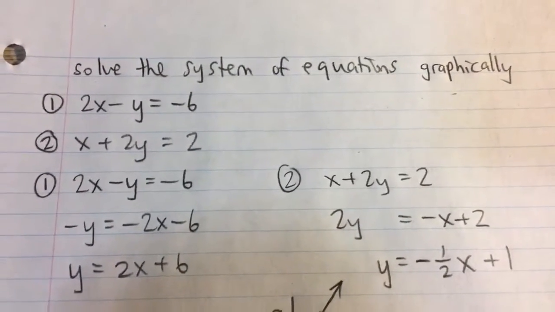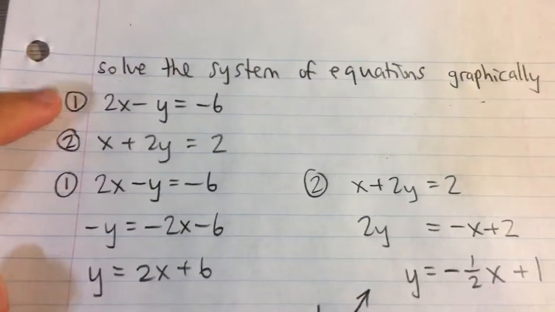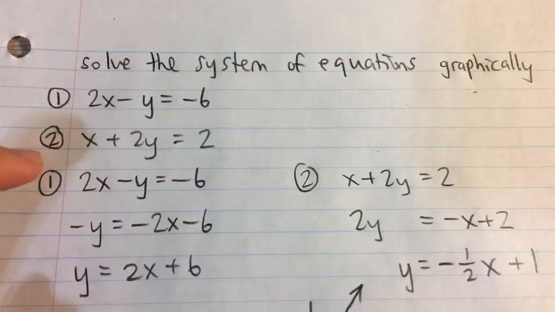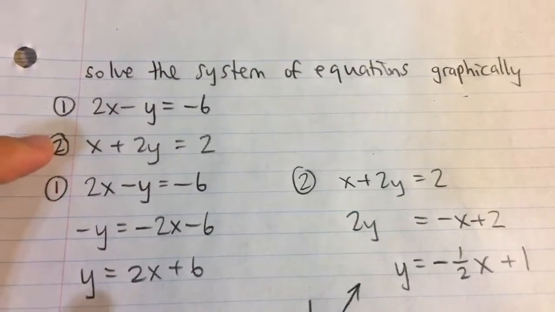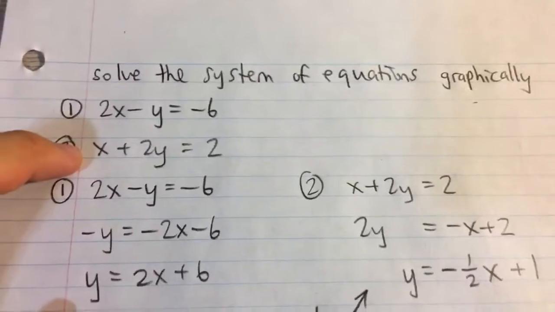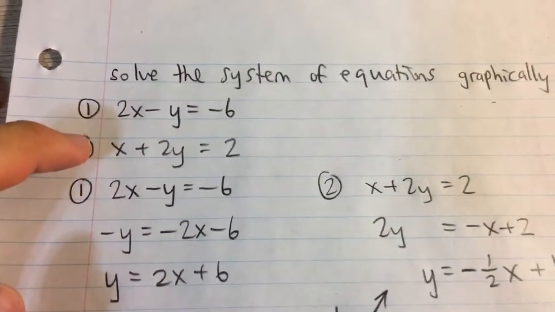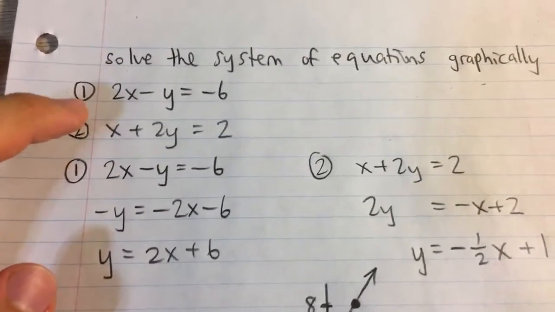Solve the system of equations graphically. So here's our two equations, our system: 2x minus y equals negative 6 and x plus 2y equals 2. And by graphically, it means we're going to graph both of these lines and then find the point where they intersect. The point where they intersect is the solution, the x and y. That's the solution of the system.